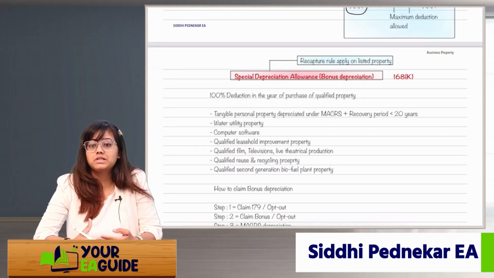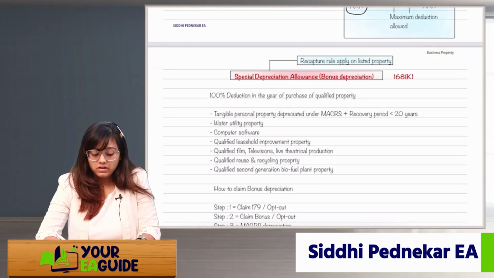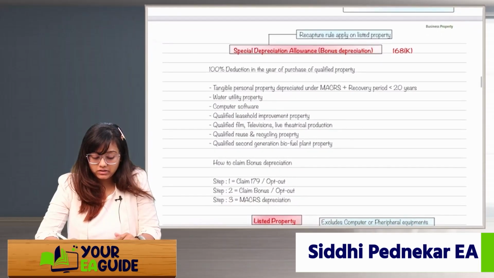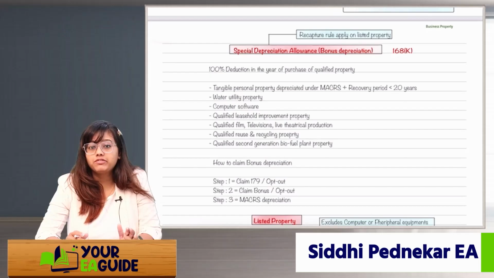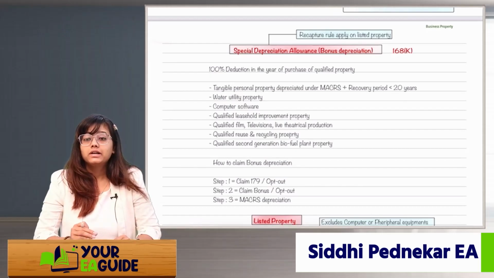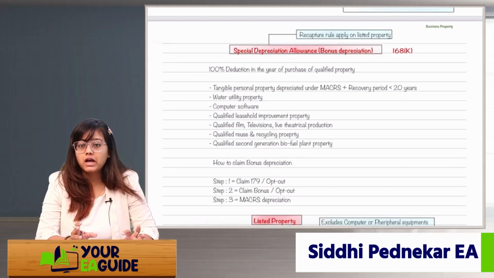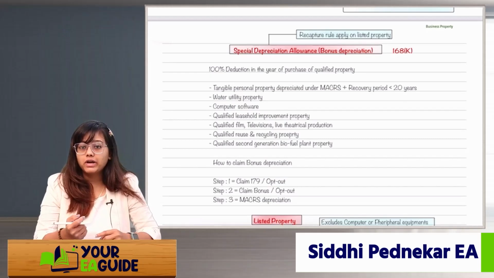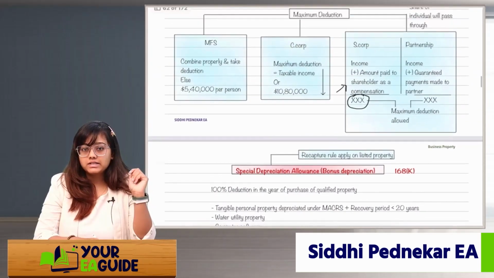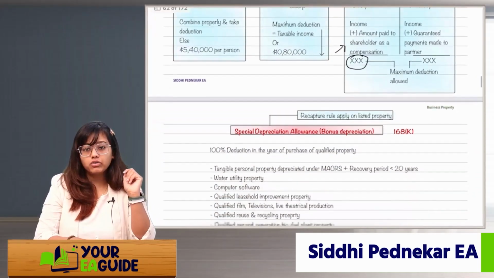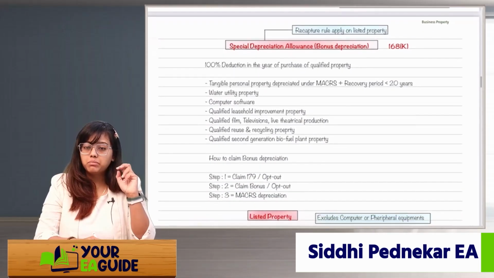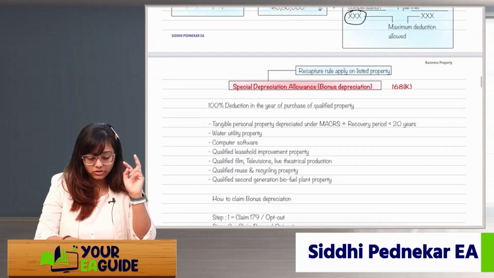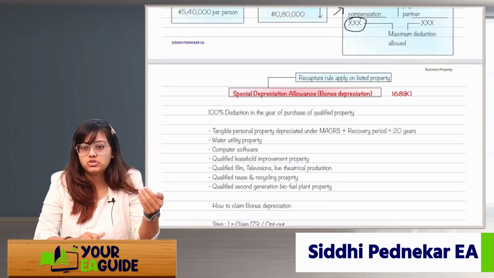So, bonus depreciation. Here, if you have a property which is a qualified property, then 100% deduction of your cost will be allowed as a bonus depreciation in the first year of purchase. See, either you can take the 179 deduction, or you can go for bonus depreciation. In both cases, the benefit can be recaptured, right?